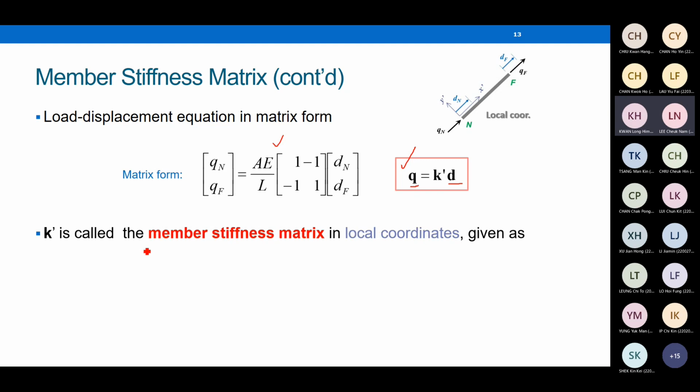Two important terms. Firstly, member. This is the member matrix, not the whole structure. A whole structure is composed of more than one member, right? We have to combine the member stiffness matrices later, so that it becomes a matrix for the whole structure. Second, local coordinate. This matrix is derived with respect to the local coordinate system. Different members may have different orientations, so they have different directions.